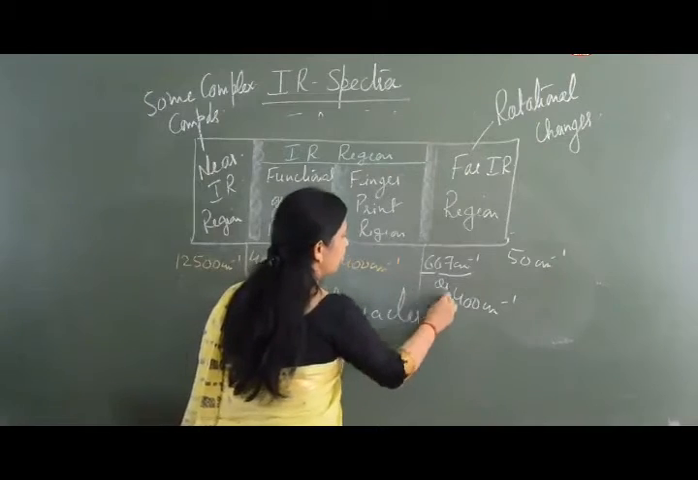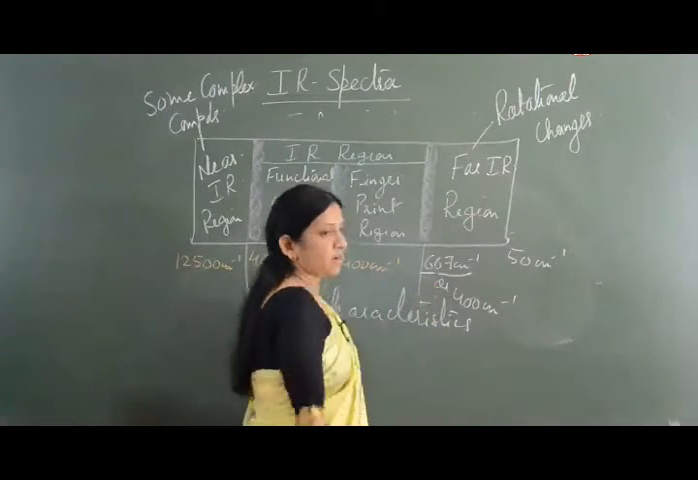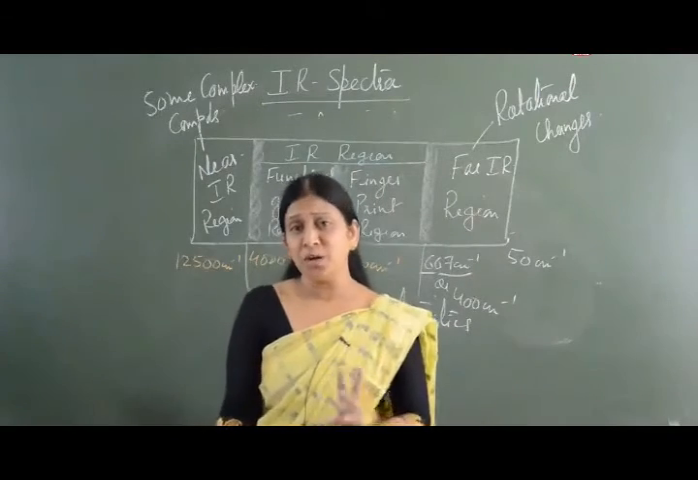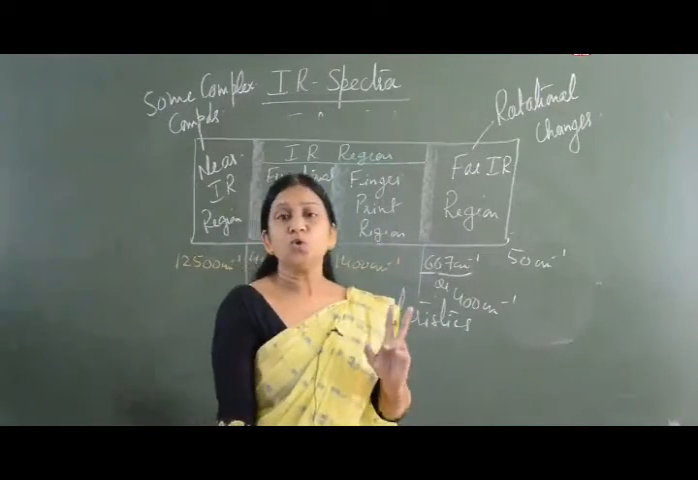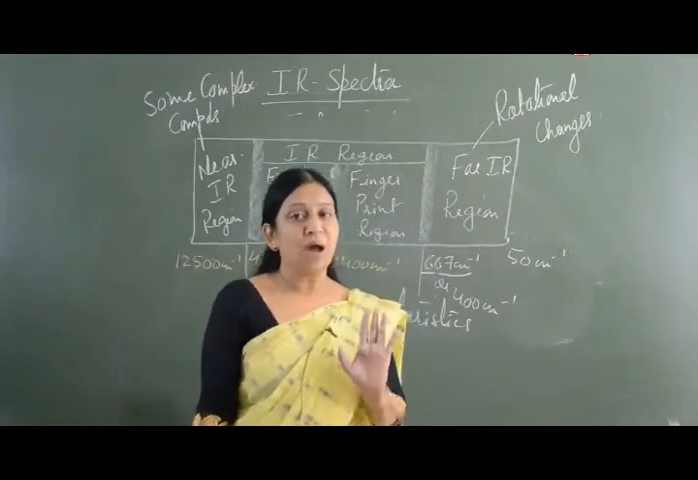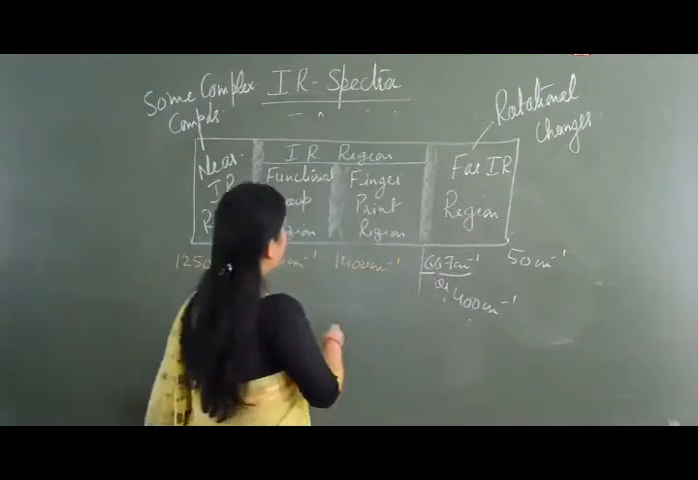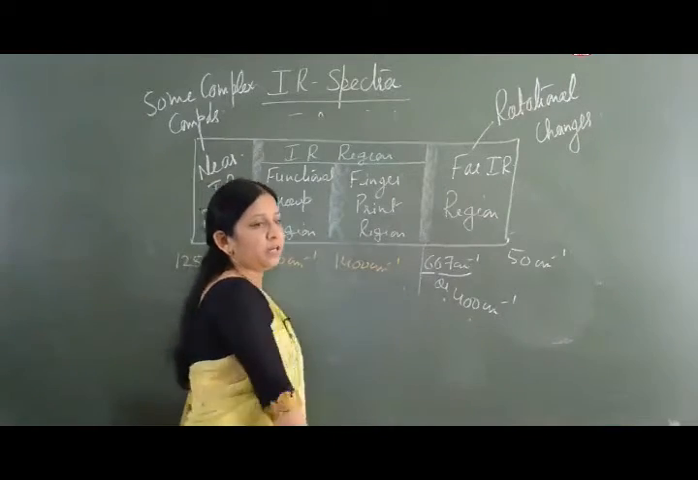So this is a characteristic of the molecule. Characteristic means no two molecules can have the same fingerprint region, or no two molecules are going to have the same IR spectra. So that is why this range is important. Next we come to the functional group region.